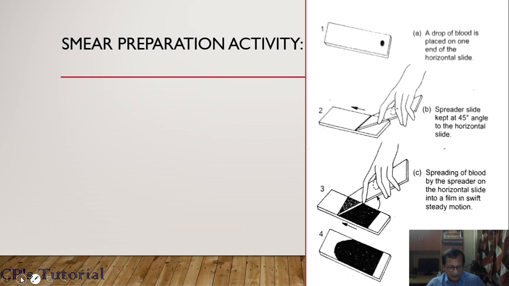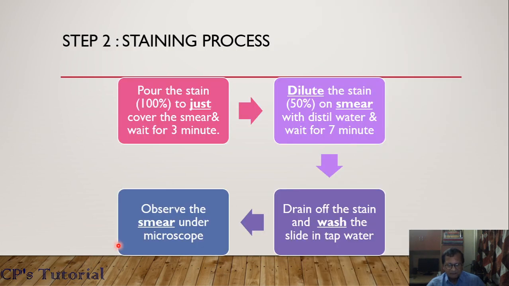So we have to stain it. Let us stain it. Step 2, in the staining process, we require two types of stain, 100% and 50%, but we will make it stepwise. In the first step, the smear will be covered with 100% stain, that means 100% Leishman stain. Just cover it; it has been written just cover.